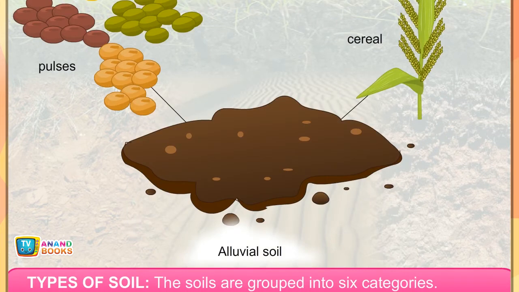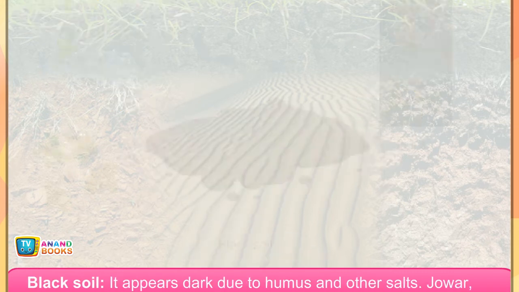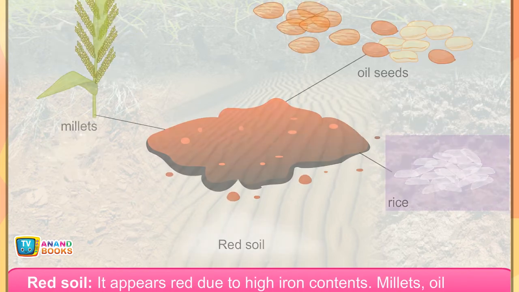Types of soil. The soils are grouped into 6 categories. Number 1. Alluvial soil. It is most fertile soil, rich in loam, silt, clay, etc. Cereals, pulses and other crops are cultivated in this soil. Number 2. Black soil. It appears dark due to humus and other salts. Jowar, bajra, cotton, etc. are cultivated in this soil.